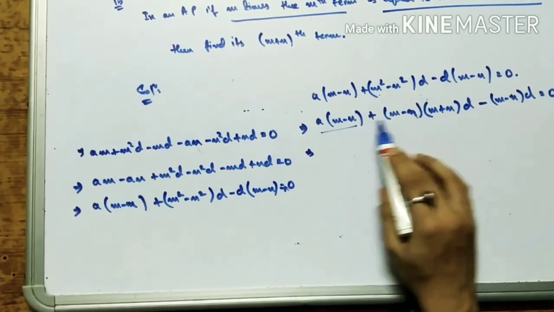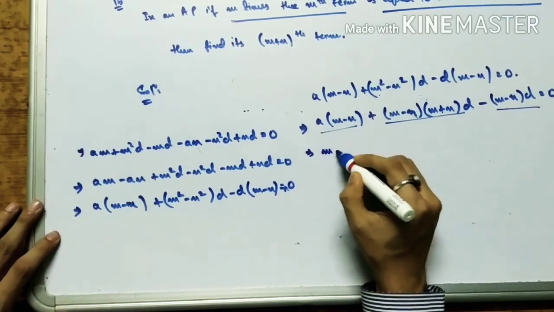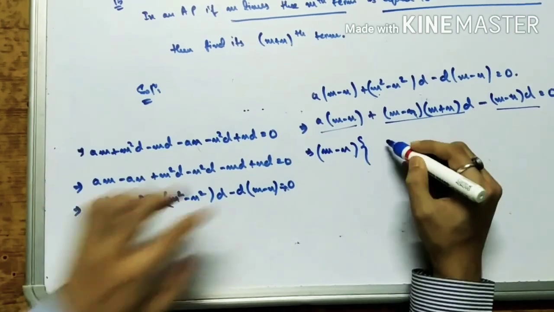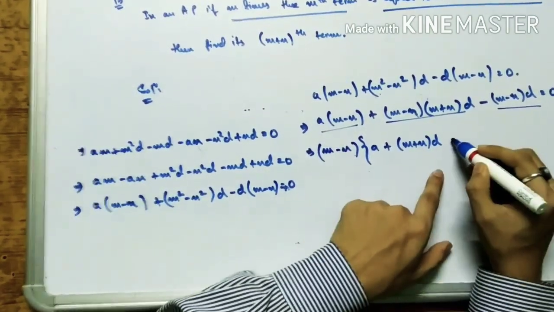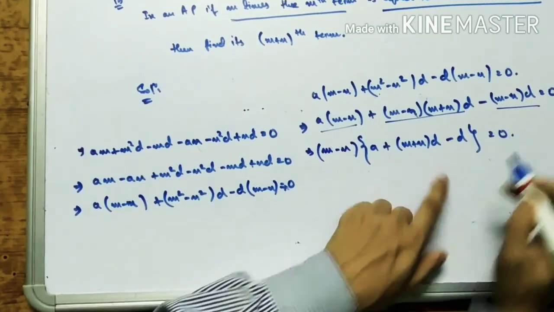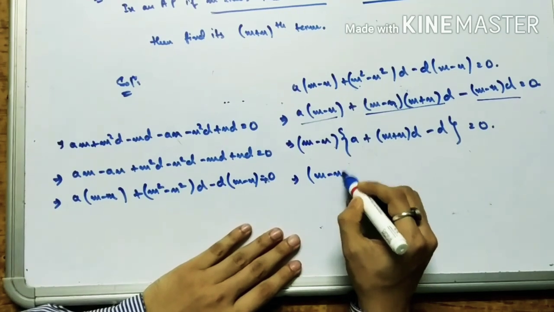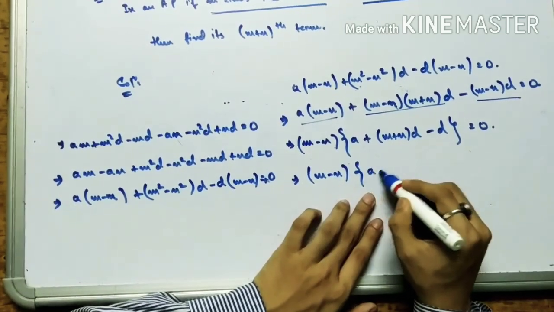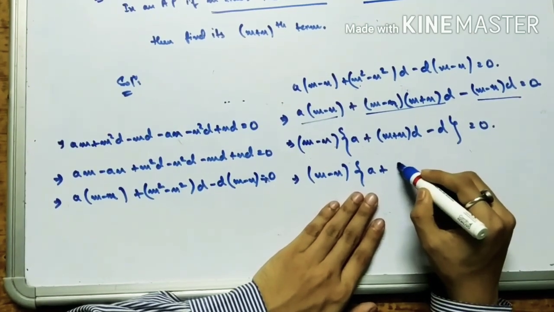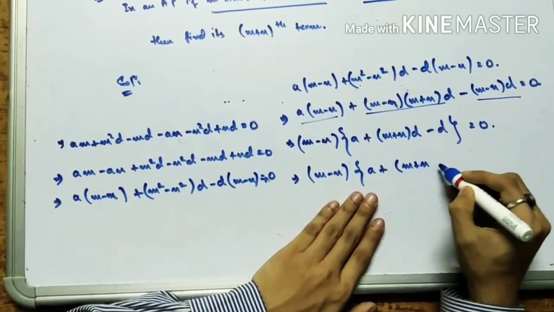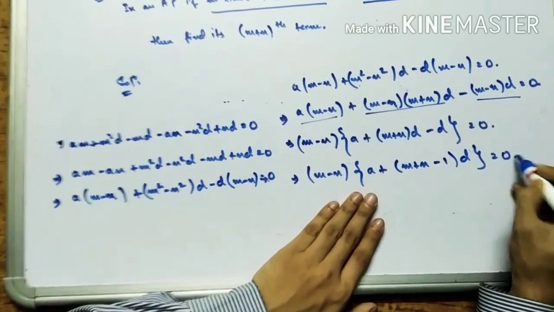Now in these three terms, what is common? m minus n is common. So I will take m minus n common, and I will get a plus m plus n into d minus d is equal to 0. In here again I can take d common. So ultimately I will get m minus n into a plus m plus n minus 1 d is equal to 0.